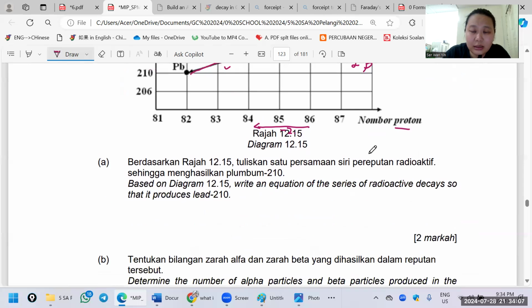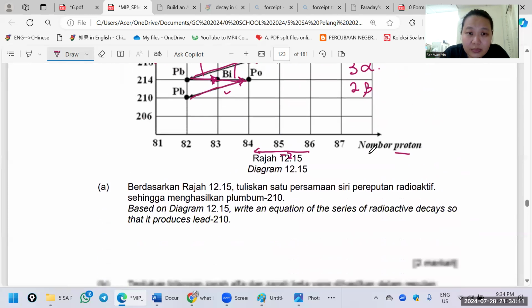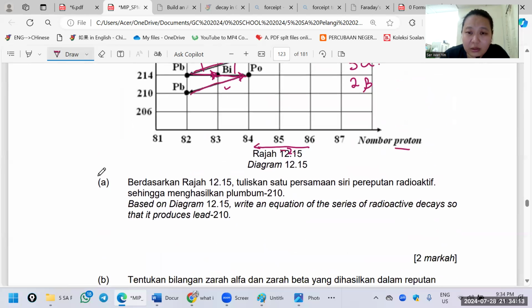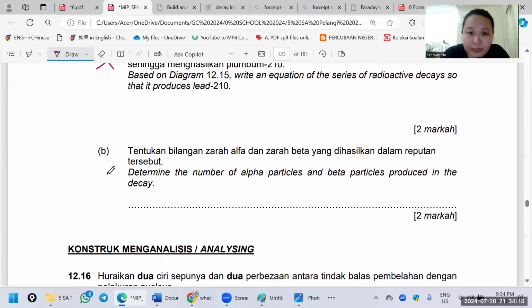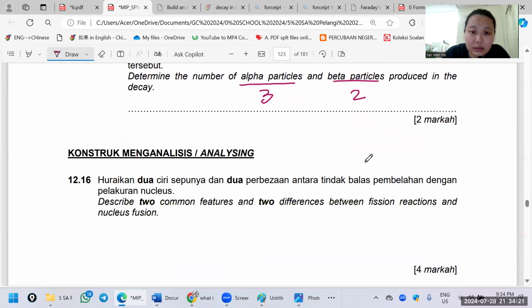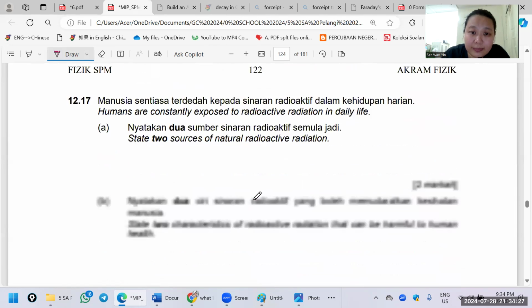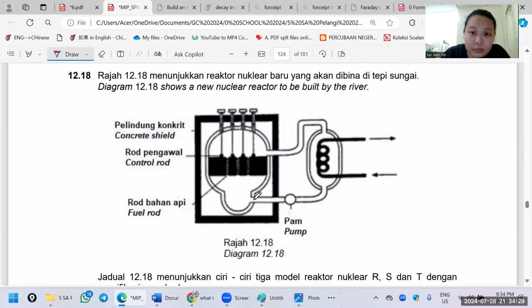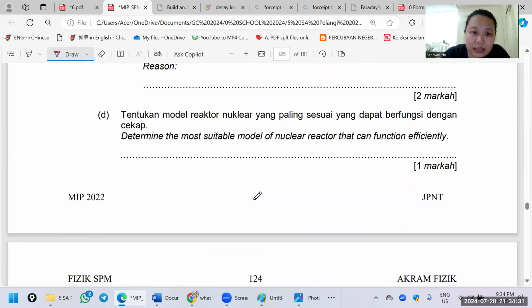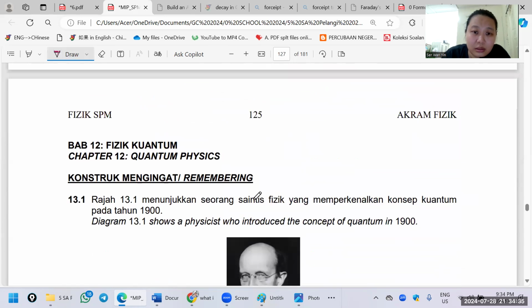So what are they asking? Determine the alpha particles and beta particles: 3 and 2. So remember, the slanted one is alpha, the horizontal one is beta. Then same thing actually, the same thing only.